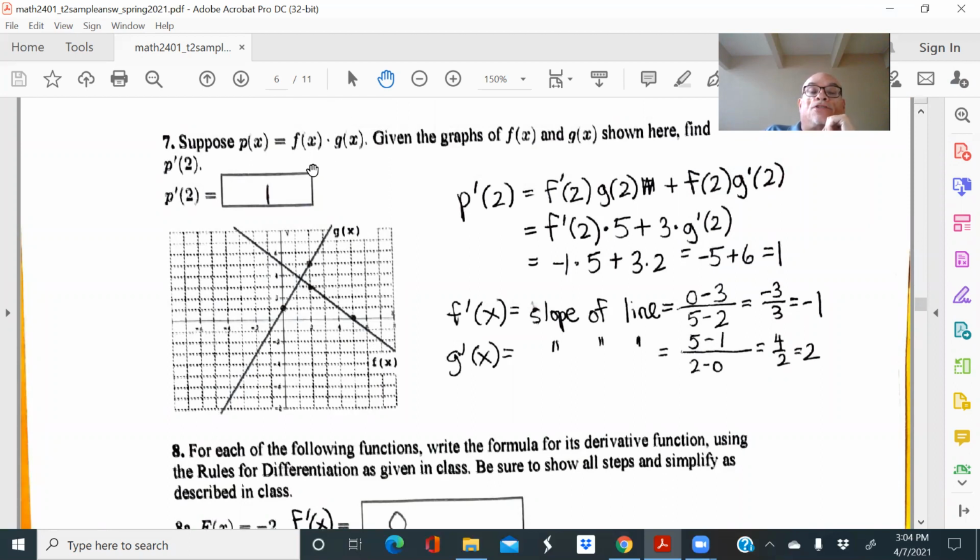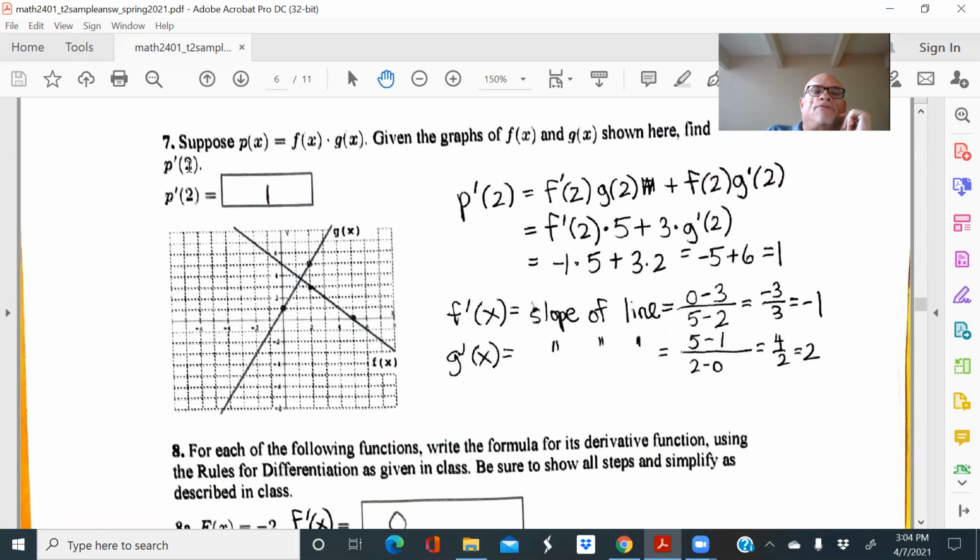If I had the formulas for f and g, I would just multiply those two formulas together, and then we would have the formula for p, correct? But we don't have the formulas for f and g. All we have are their graphs. But just using that information, we want to figure out what is the rate of change, what is the derivative of p at 2.